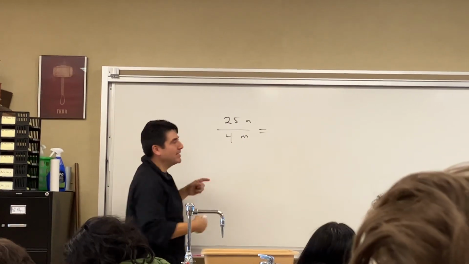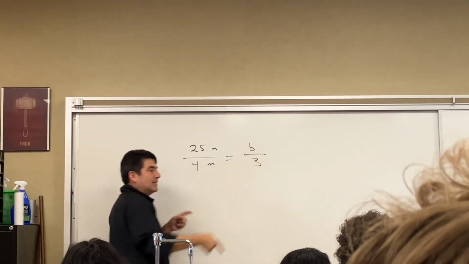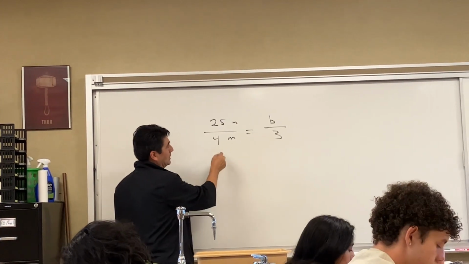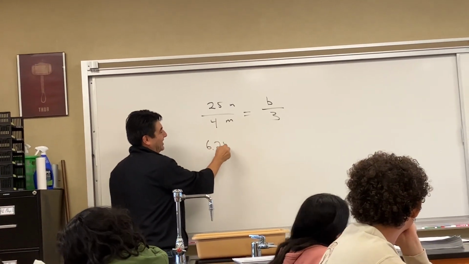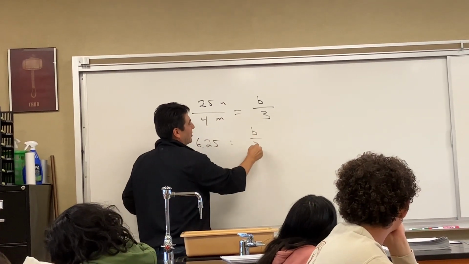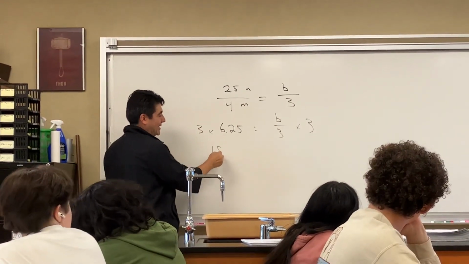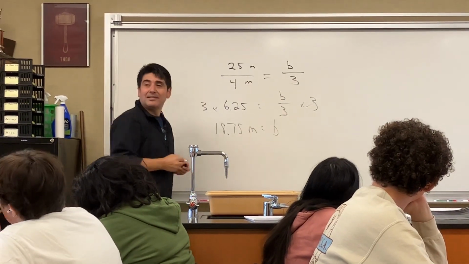Same proportion, which means that B has to have the same proportion as the smaller B. And you can solve that, and this ends up being, what is this? This is 6.25, right? 6.25 equals B over 3, and then multiply both sides by 3, and then this becomes 18.75 meters is equal to B. Does that look right?